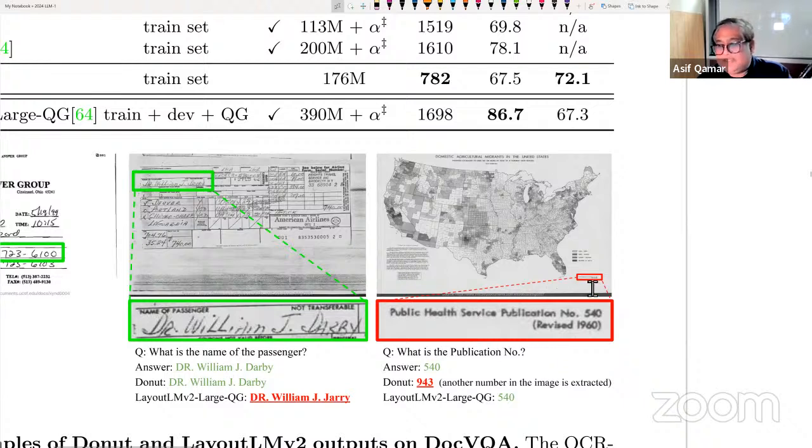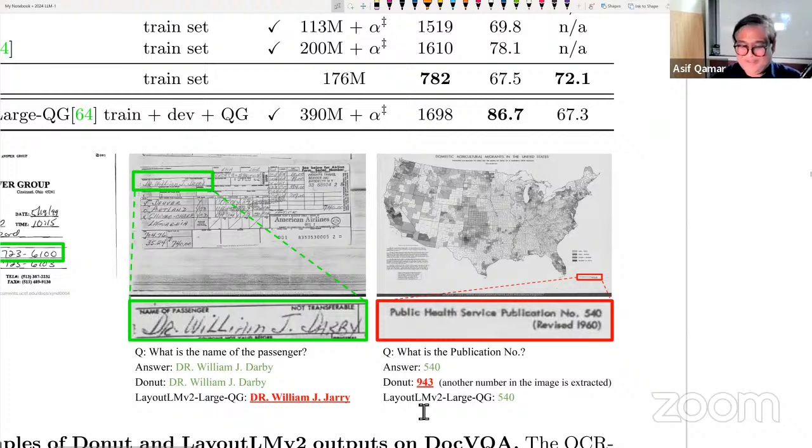Now, look at this. You see this tiny little thing written here? I can't make out what's written there, right? In that image is written Public Health Services publication number 540, revision this. And you ask very specifically, what is the publication number? Isn't it astounding that it comes out with the answer?